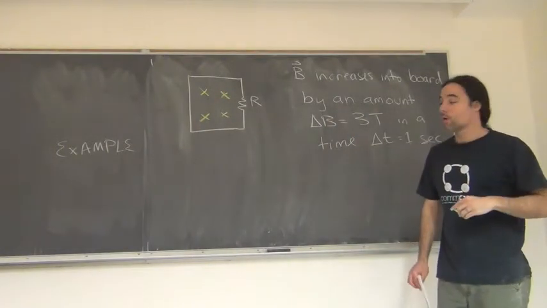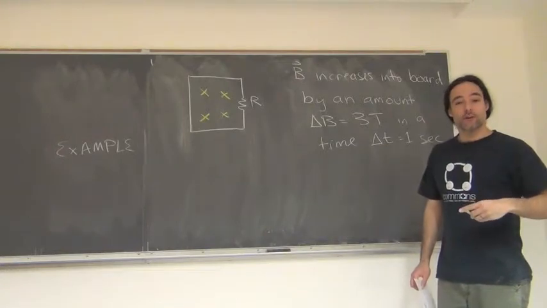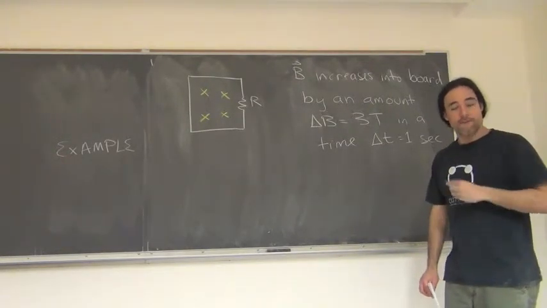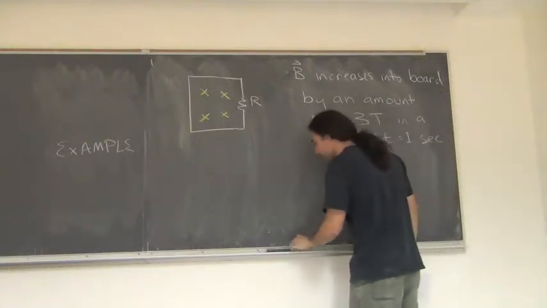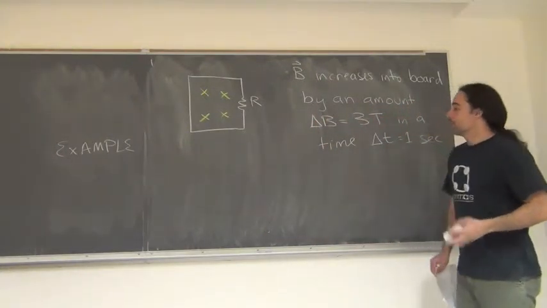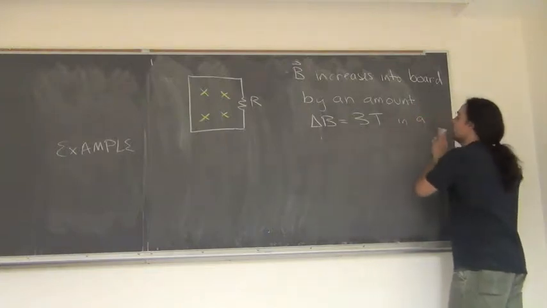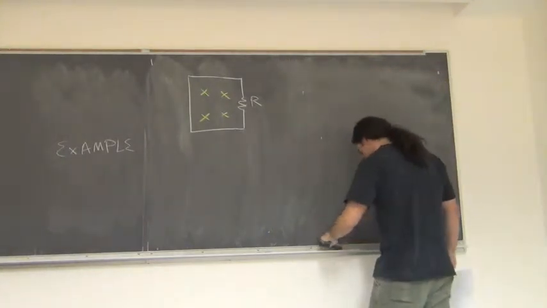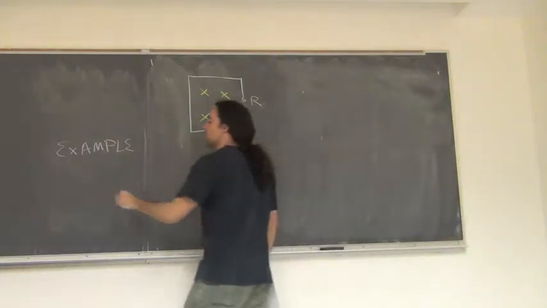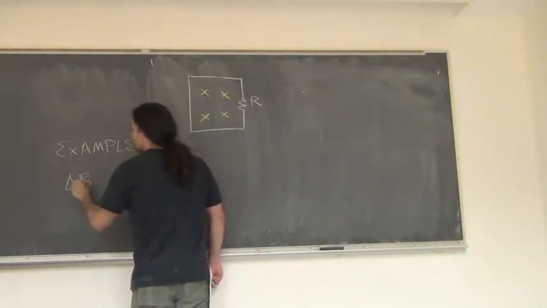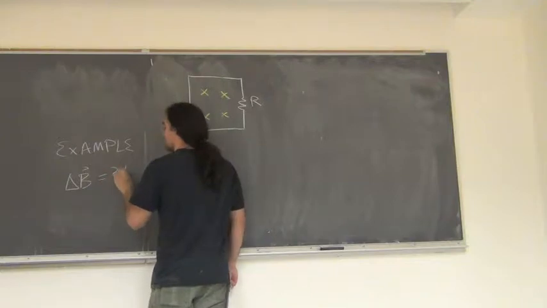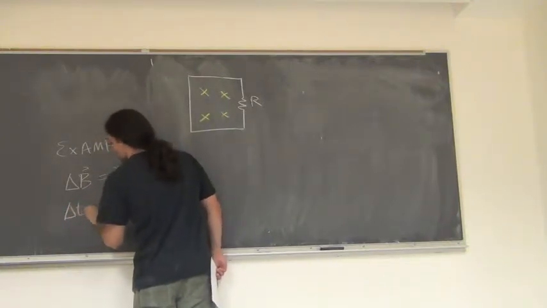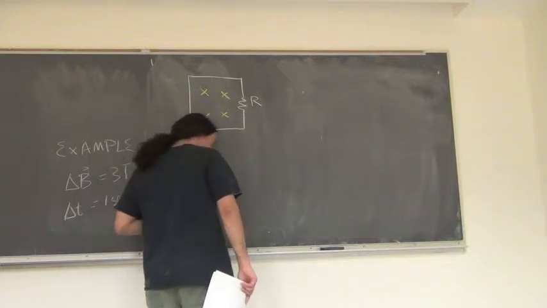We want to know what's going to happen in that circuit. What's going to happen to the charges in that circuit? Where are they going to go? How fast are they going to go? So to do that, let me just make some room. Hopefully you've written down the change in B is 3 Tesla, and that happens in a time of 1 second.